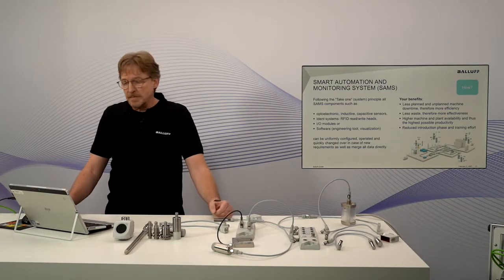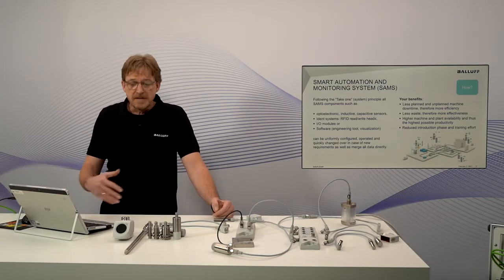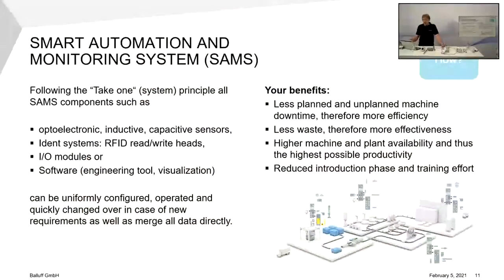The parts of the Smart Automation and Monitoring System, as I said, of course, are optoelectronics, inductive and capacitive sensors. We also have identification systems like RFID read-write heads in HF or UHF functionality, the I/O modules, the networking components, and also a software package to parameterize and configure all these components.